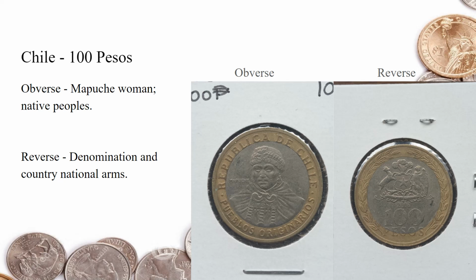And on the reverse, it has the denomination of 100 pesos, as well as the country's national arms, which is a pattern that we'll start to see as we go on more and more, that the country's national arms usually makes an appearance somewhere on the coin.